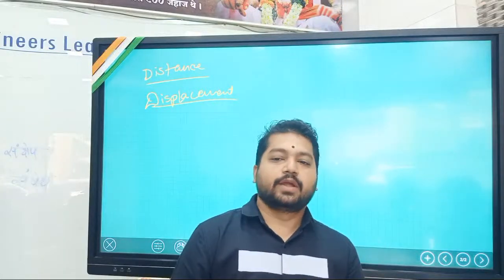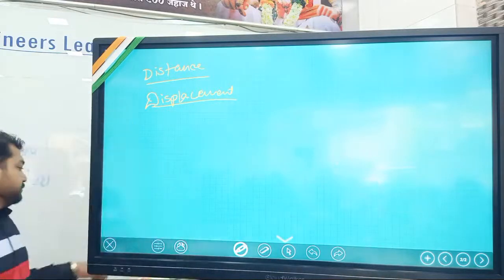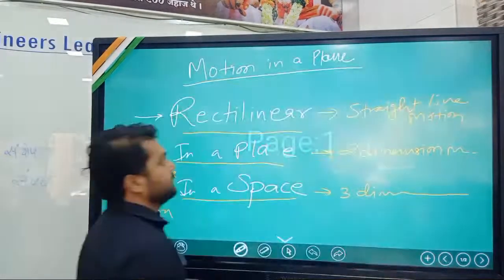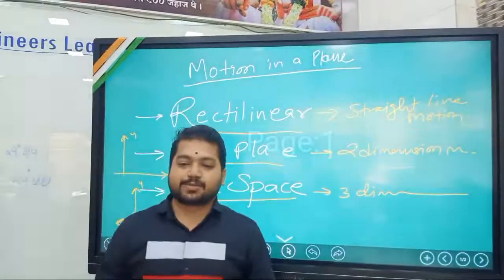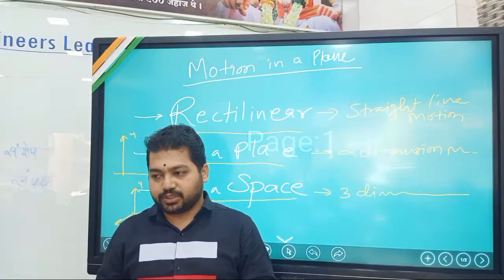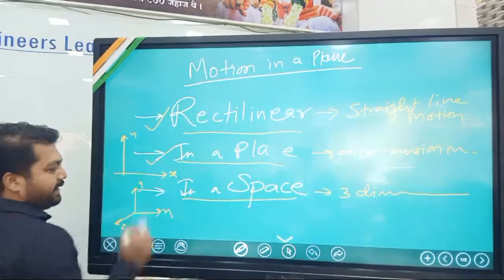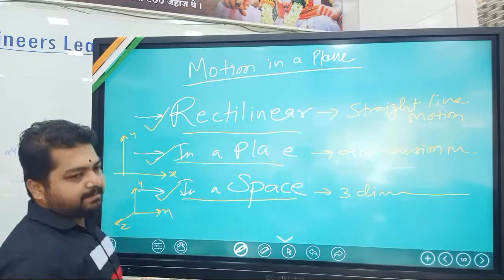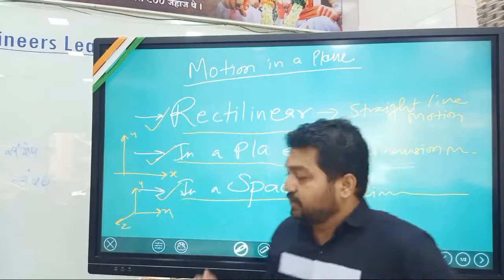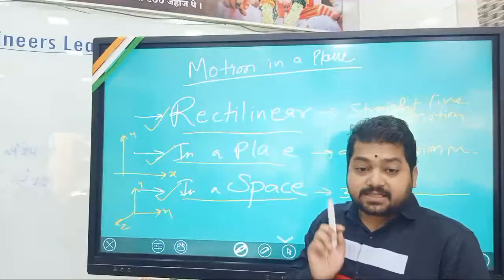So good morning all. Today we are going to understand motion in plane. Now as far as motion in plane is concerned, our textbook tells us that there are three types of motion. One is rectilinear, second in a plane, and third in a space. Now, sir, what is meant by rectilinear? Rectilinear is the motion which is in a straight line.